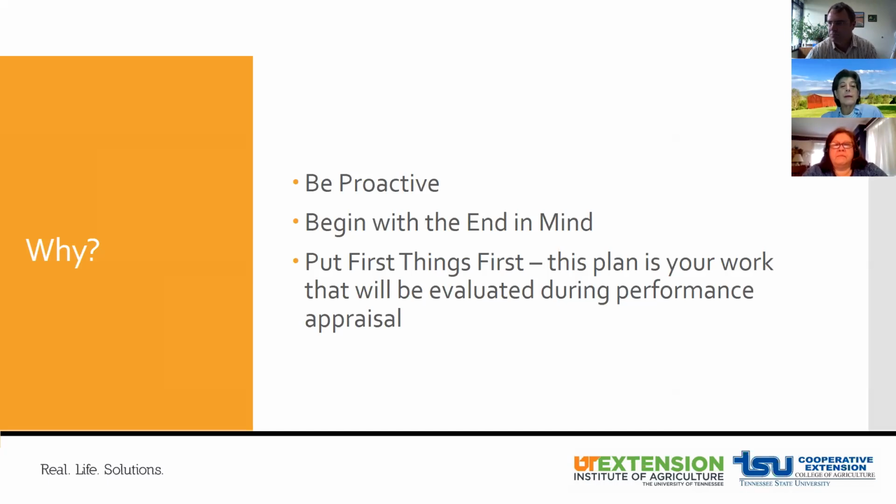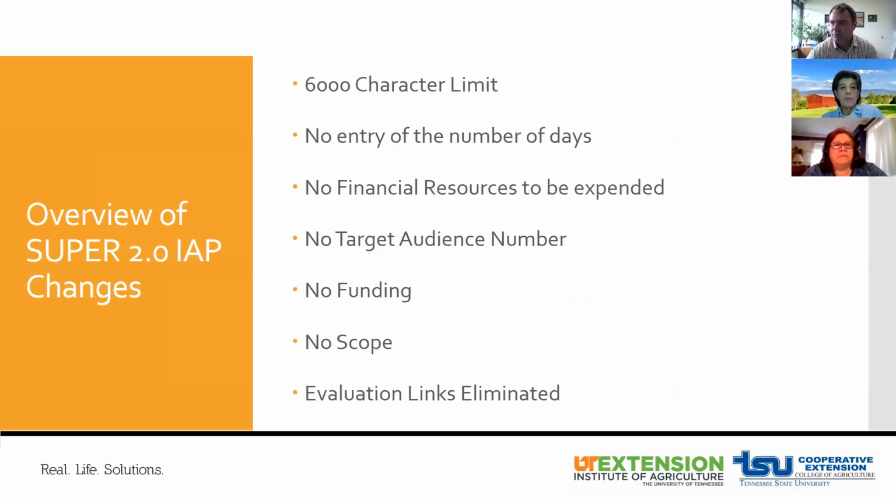So the next thing we're going to talk about is the big changes that have happened. And really, as you can see, it's mostly no, no, no, no, no. So in the boxes where you put your information from the agent or about the county, there's a 6,000 character limit. So you have to be succinct in what you do, and you have to remember that there is a limit.